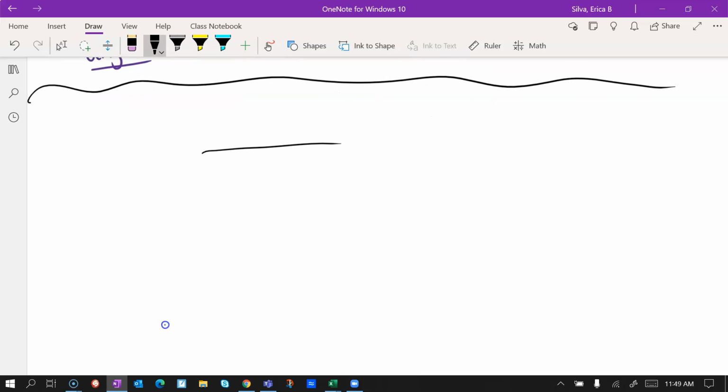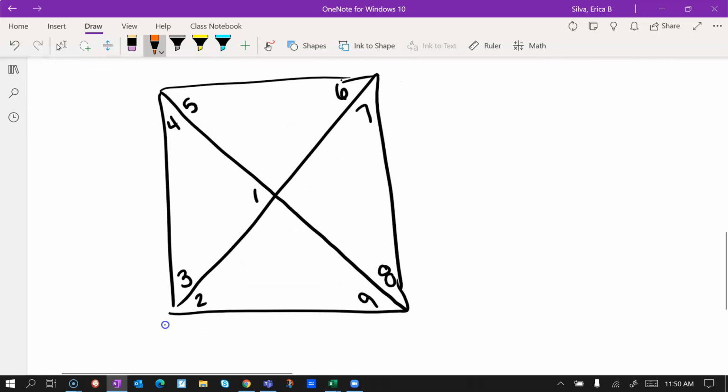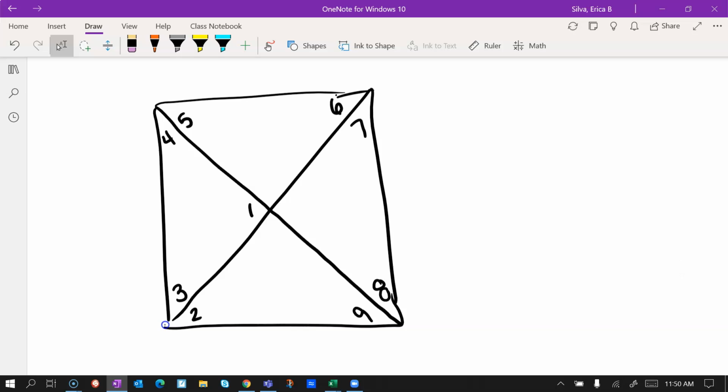Let's draw a square. And diagonal. All right. What angle measures do we know about this square? Let's call it square ABC.